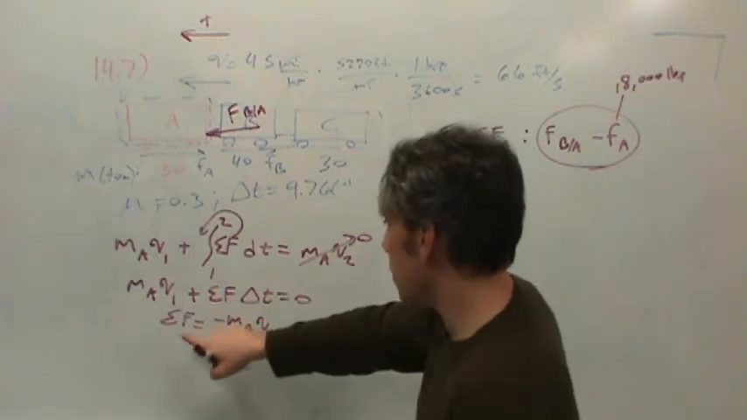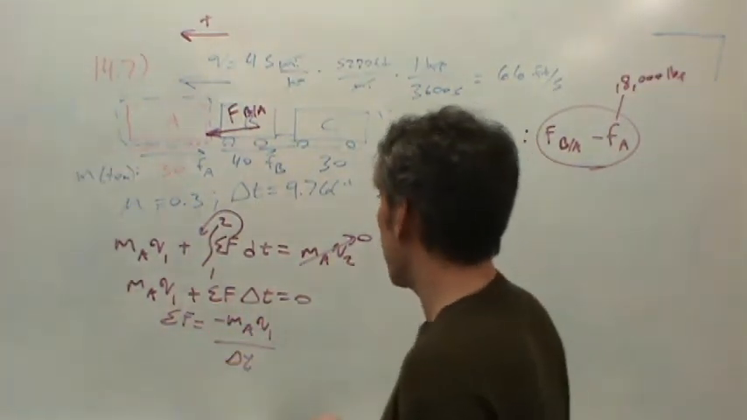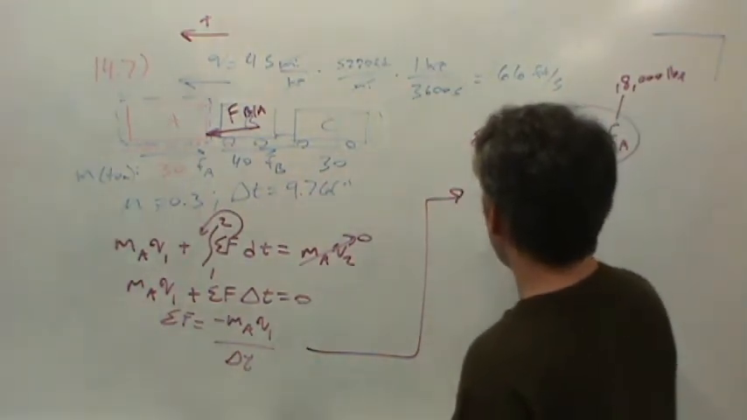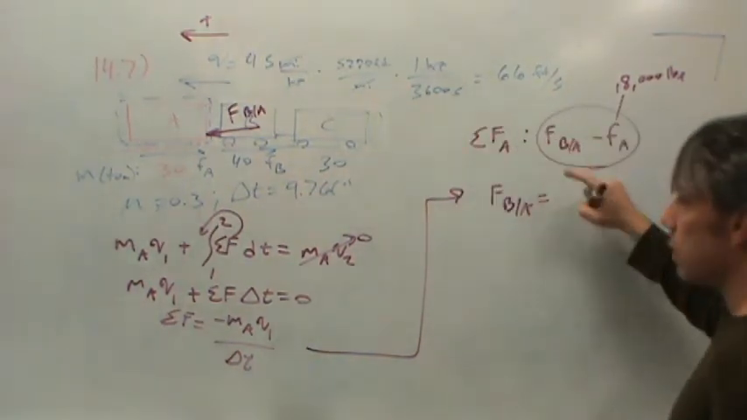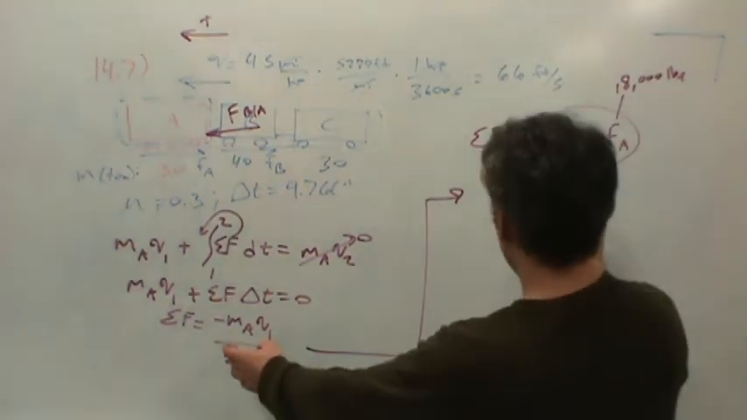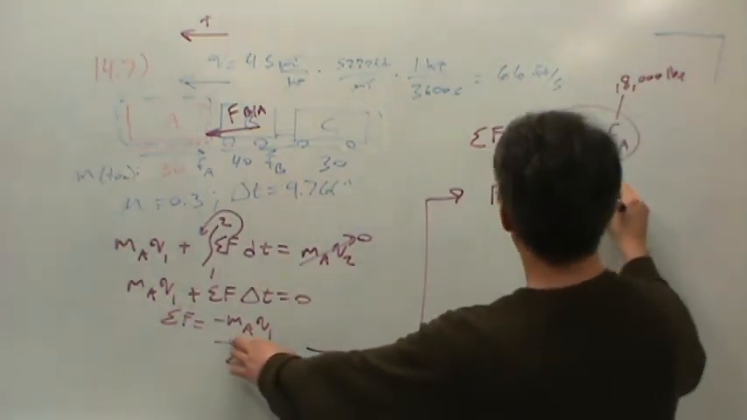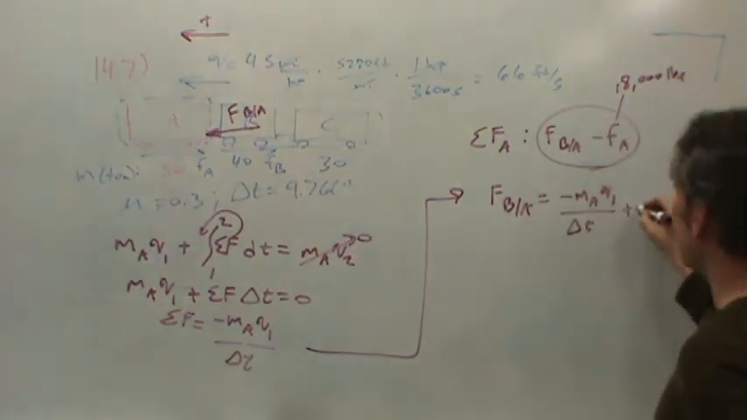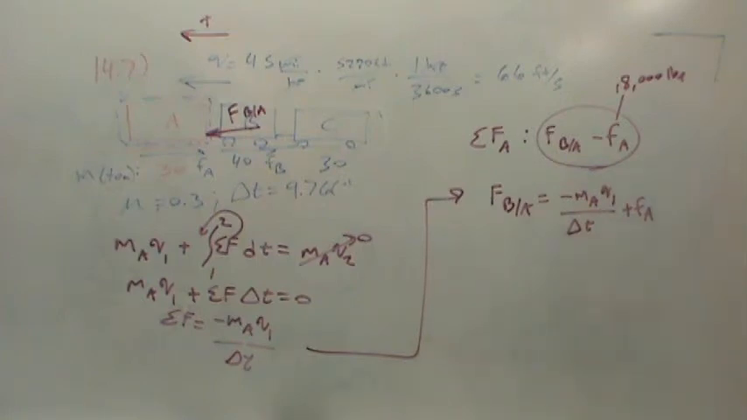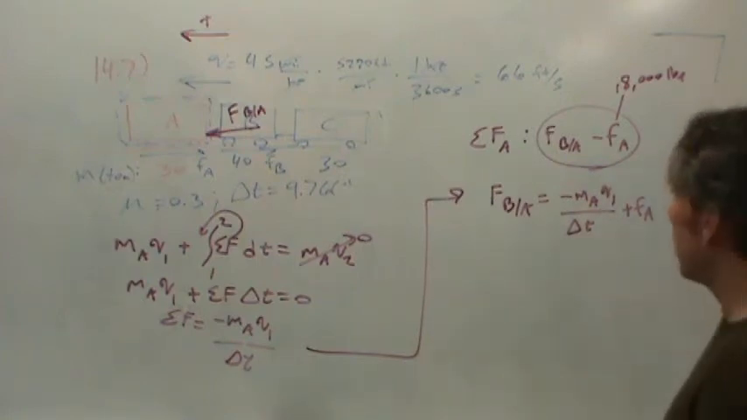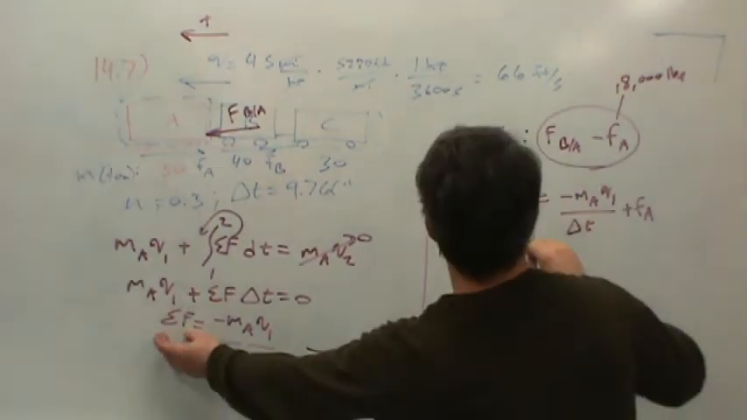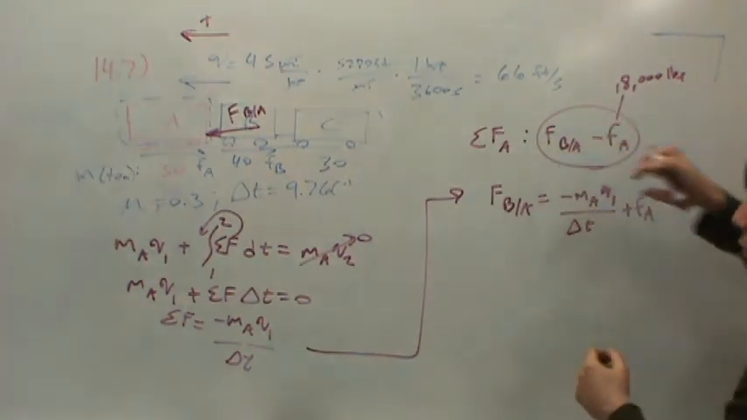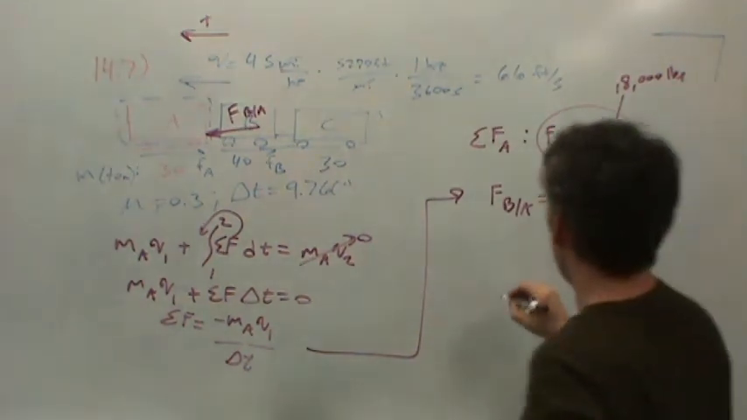So anyway, the sum of the forces is not really what I'm looking for. What I want to find is the force from B onto A. So that's going to be equal to, let's see, negative mass A V1 over delta T, and then the frictional force will move to this side as a positive number, plus Fa. Okay? So basically what I've done is I've broken this up into its two parts, and basically plugging this in here and then moving the frictional force to the other side. Okay? So we should be able to do this quickly.